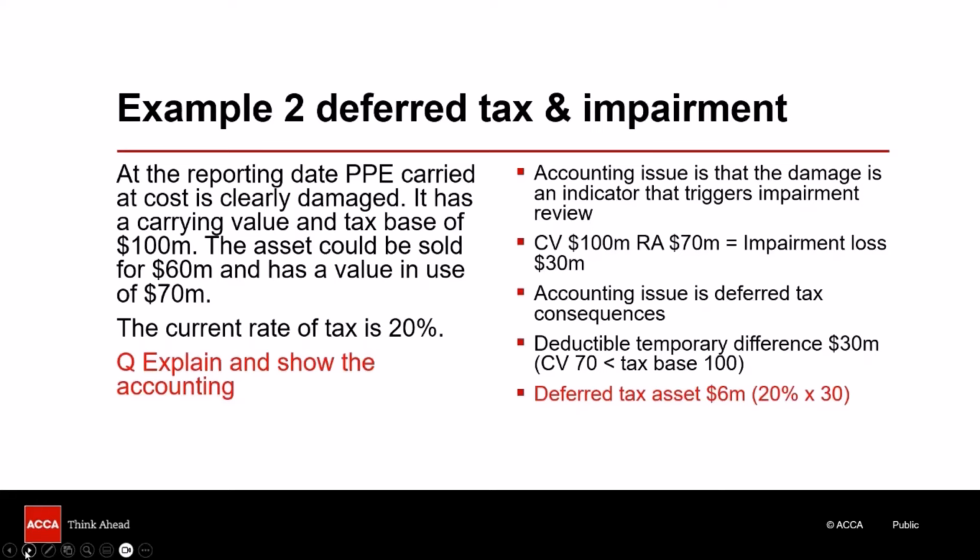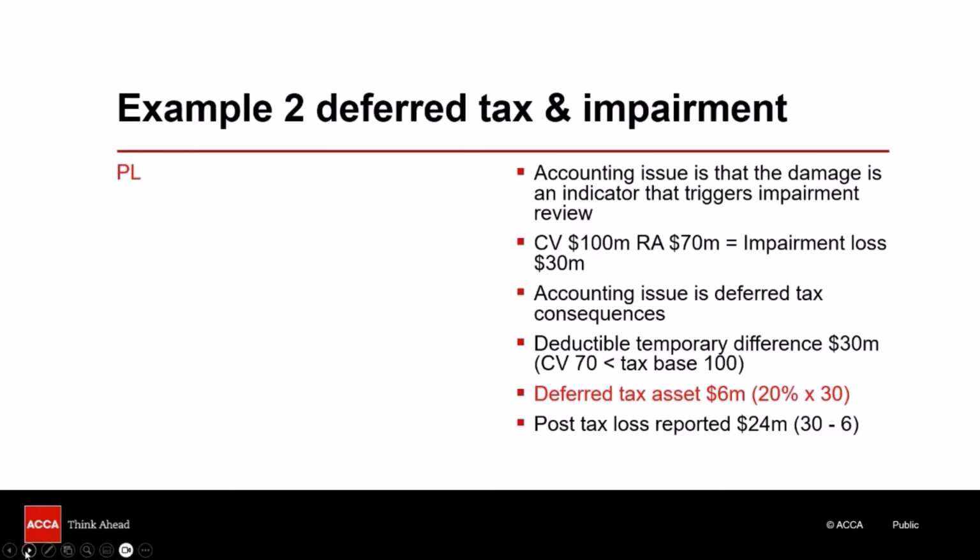So this expense would have gone through the profit and loss account. So your net profit is going down, your post-tax profit is going down by 24. You're recognizing the tax relief against the loss to mitigate the loss. So overall in the P&L, you would have an additional expense of 30 and a reduction in your taxation charge of 6.